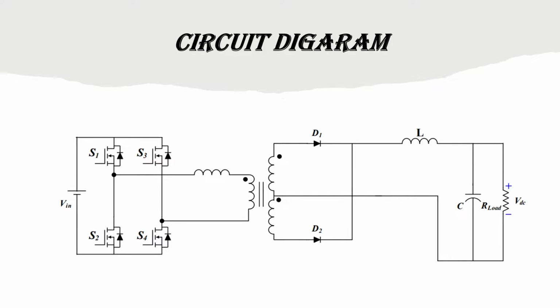The circuit diagram shown here is the full bridge converter, and the leakage inductance and the transformer will be there. After that, the inductance will be the filter and the capacitor will be there.